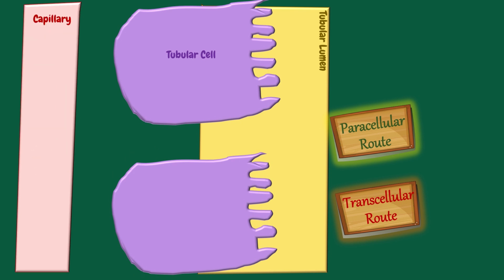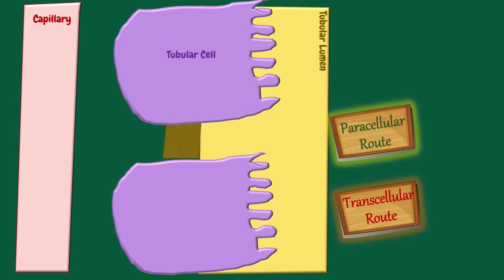Tubular epithelial cells are connected with their neighboring cells by tight junctions at their apical luminal edges. But beyond the tight junction, a small space is left between the adjoining cells along their lateral borders.